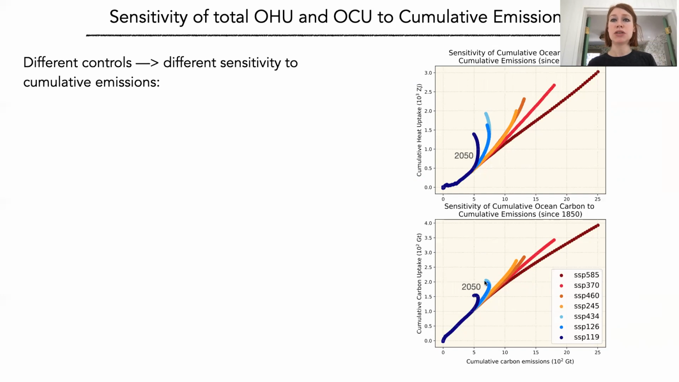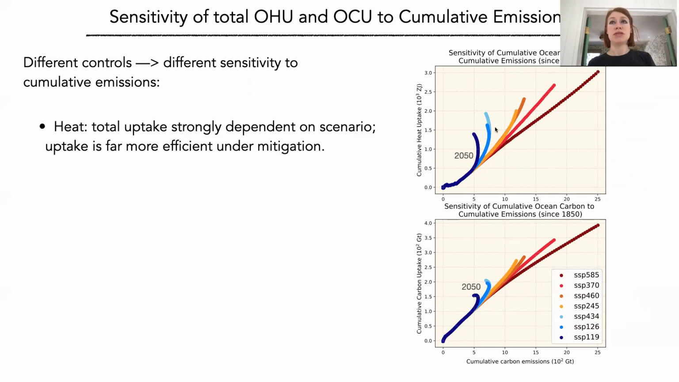And I should say the curvature here is about 2050. So for heat, there's this wide spread in sensitivity, and it's showing us that how much heat is taken up per given emitted petagram of carbon is quite different depending on the scenario by which that's put into the atmosphere. And it's far more efficient: more heat is taken up per unit carbon emitted under mitigation scenarios.